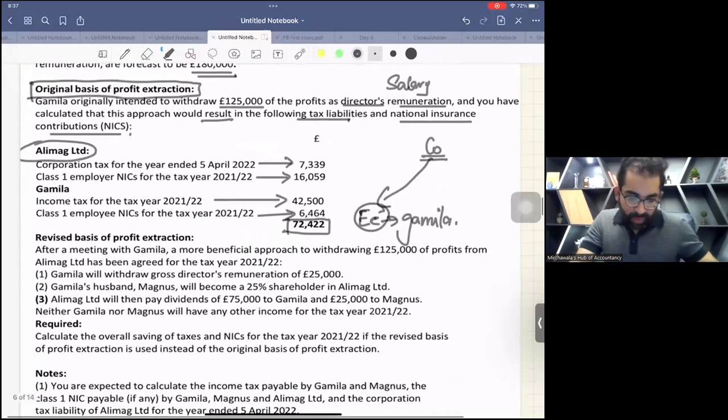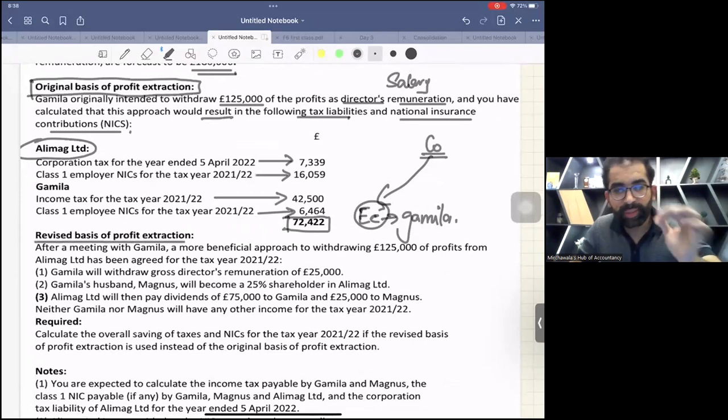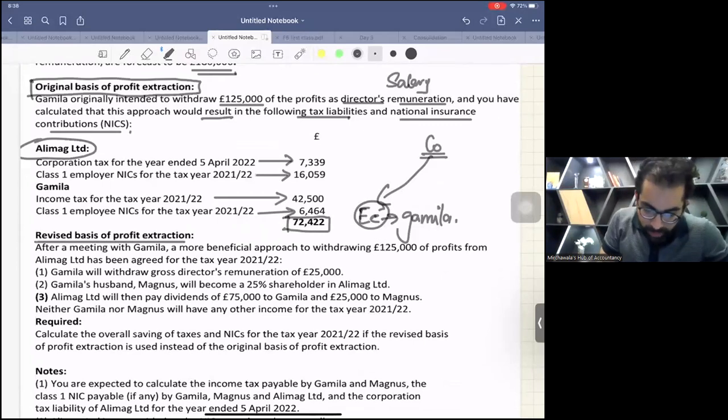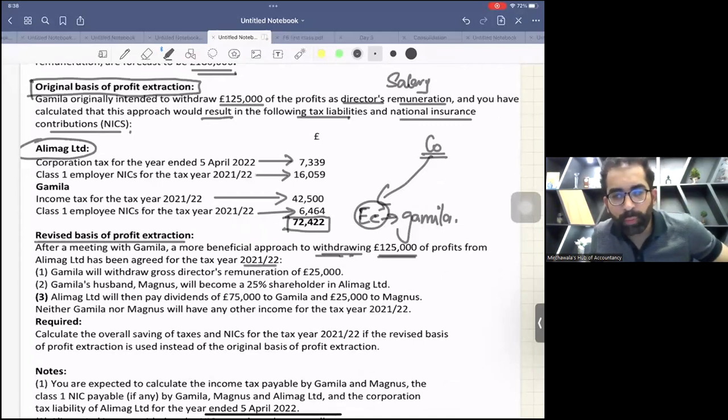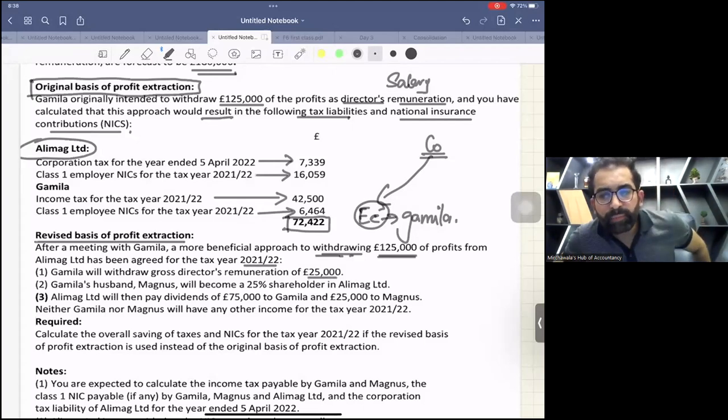Now, the next thing, revised basis of profit extraction. Now, this is the starting of this question. In reality, now we are starting this question. Okay, don't sleep. Please don't sleep. After a meeting with Gamila, a more beneficial approach to withdrawing 125,000 of profits from Ali Mag Limited has been agreed for the tax year 21-22. Okay, now, Gamila will withdraw gross director remuneration of 25,000. Under this new package, only 25,000 she will withdraw.